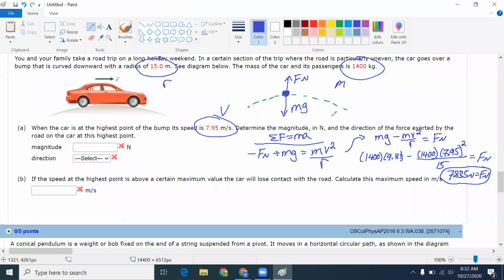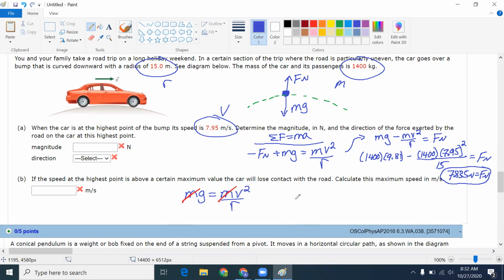Part B is asking at what speed at the highest point will the car lose contact with the road? So we talked about this one in class. You're going to use the same equation, except you're going to set the normal force equal to 0. And you set the normal force equal to 0 because you've lost contact with the road. No contact with the road, no normal force.